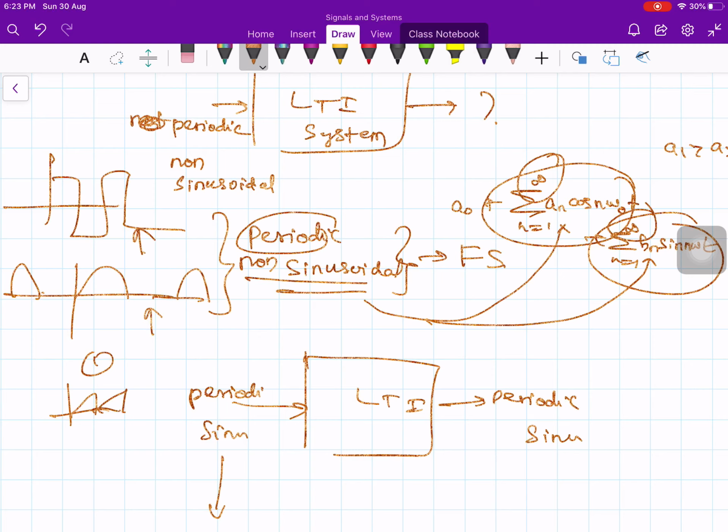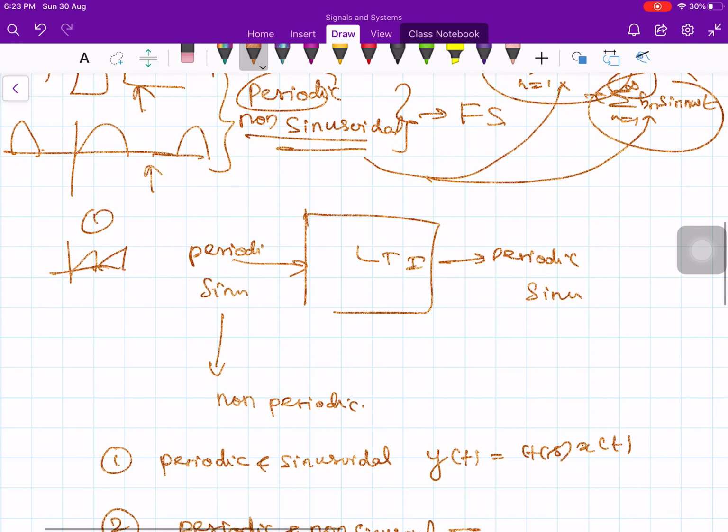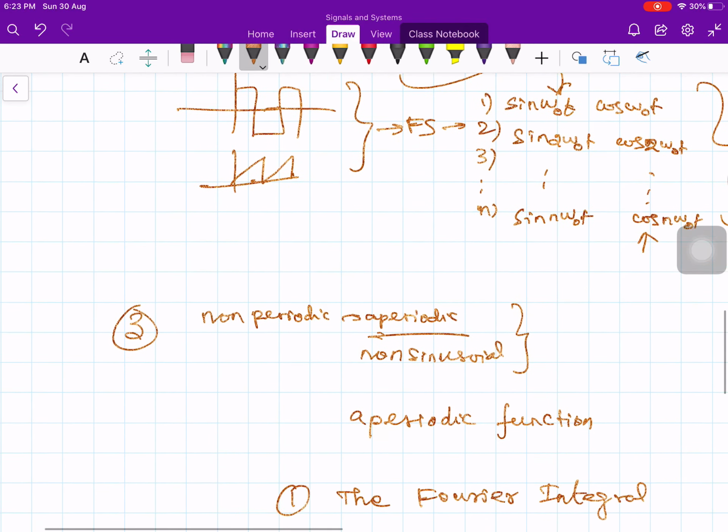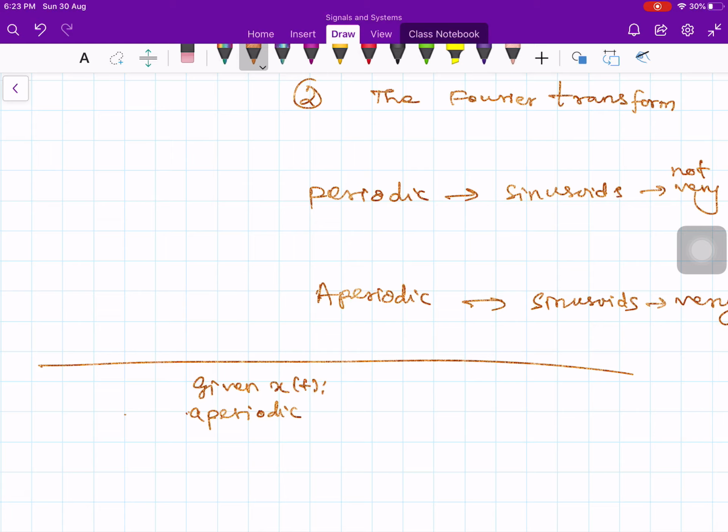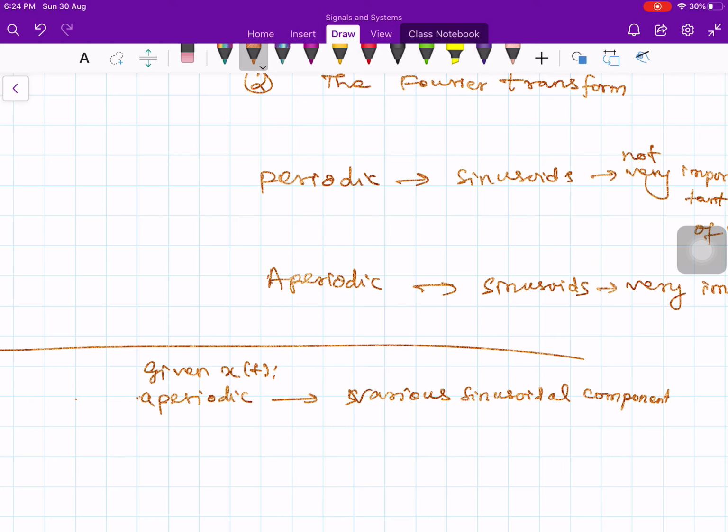Let us see how we go about splitting up a given aperiodic signal into various sinusoidal components. The input, the given signal, is x of t, which is aperiodic. From the aperiodic signal we need to split it into various sinusoidal components. Our ultimate goal is to represent it in terms of sinusoidal components. Why? Because the sinusoid is the only signal that gives a sinusoidal output. No other signal has that kind of property.